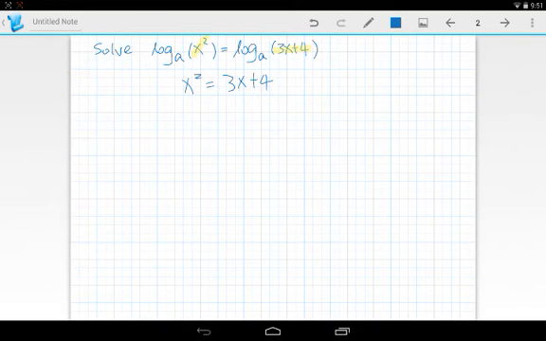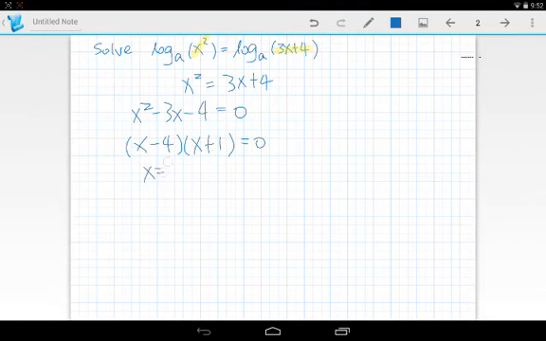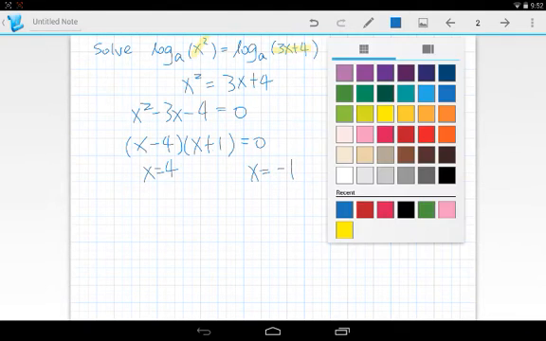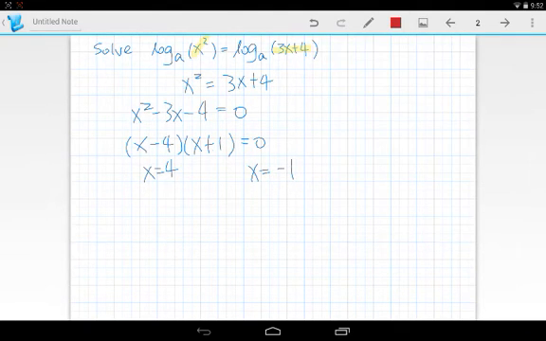So move everything to the left. I have x squared minus 3x minus 4 is equal to 0. Factor it. I'm going to have x minus 4, x plus 1 equals 0. So x is equal to 4, x is equal to negative 1. All right, so when we're solving logarithmic equations, we must always do this final step. Very, very important. Sub and check.